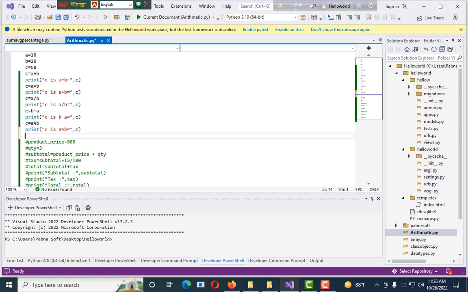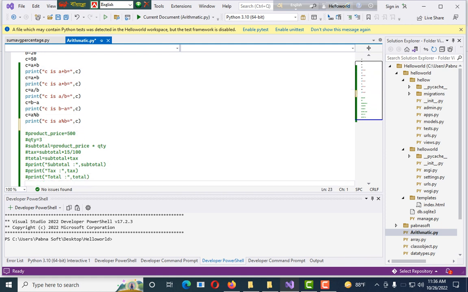Now I will show a software calculation, how to calculate invoice, how to calculate inventory, how to calculate stock management, how to make a software by Python, how to make calculate software, okay. That is the normal software called inventory management system.